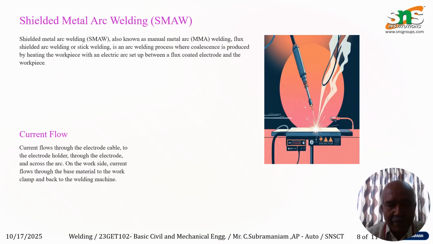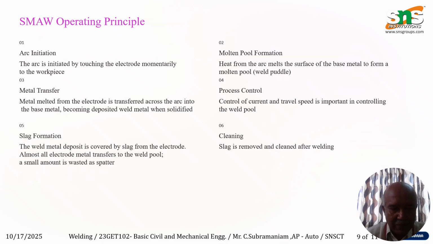We see about shielded metal arc welding, SMAW. Every time, arc welding is known as shielded metal arc welding itself. Here the current flow will be such that the electrode will be connected to the table, and the electrode will be cathode, and the current passes through the electrode itself. So positive and negative connections will be given, providing the shield itself.